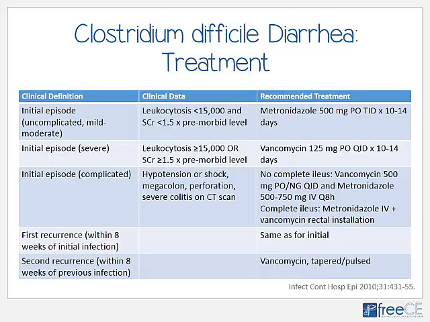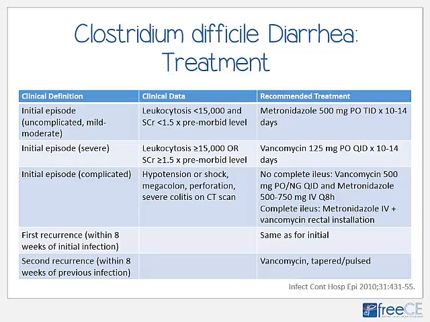The last 2 rows of our table here are talking about recurrence. The first recurrence, and recurrence is defined as occurring within 8 weeks of the initial infection, the recommended treatment is the same as for initial. If you have a second recurrence, which is defined as within 8 weeks of the previous infection or the first recurrence, now you're going to switch to vancomycin if you used metronidazole before. And you consider doing a tapered or a pulsed course of therapy with the different dosing. So that's when using the different dosing is going to come into play.